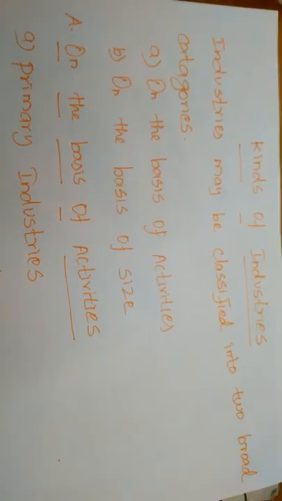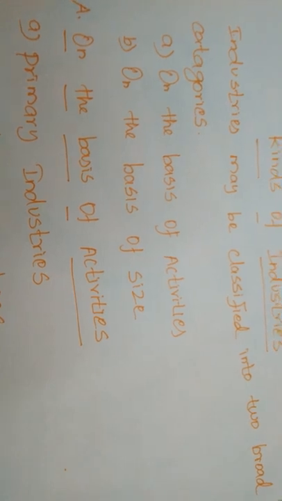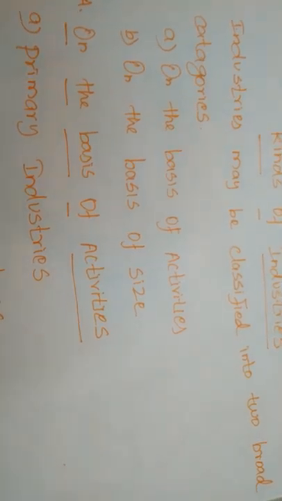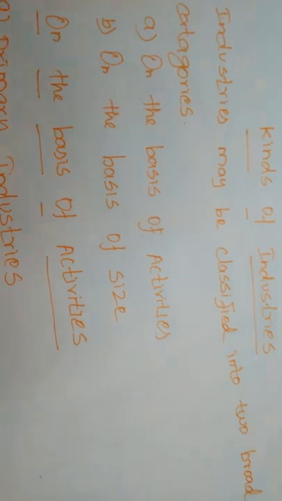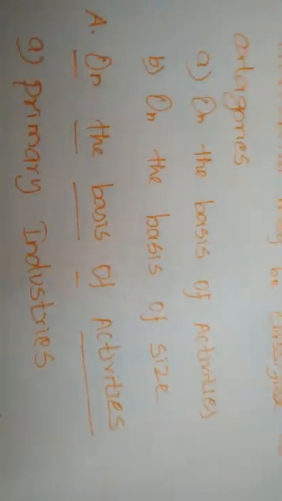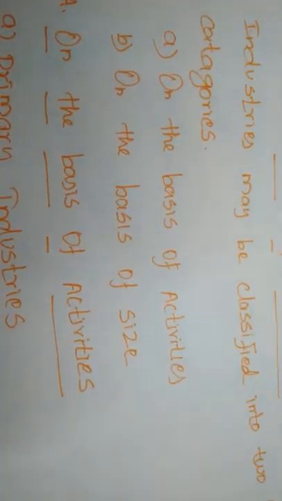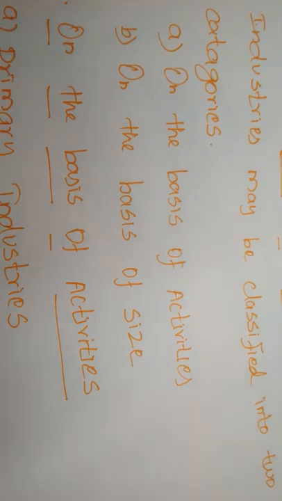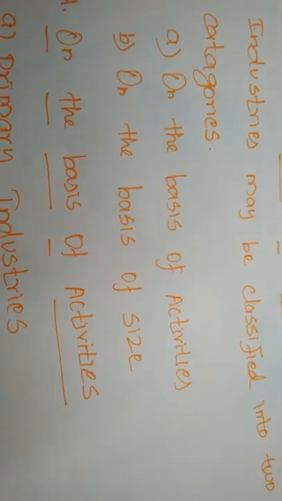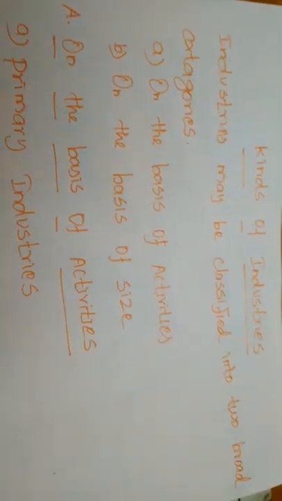Already we have studied that all business activity can be classified into two broad categories. The first one is industry and commerce. That also we have studied already. Now, if we study about industry, it refers to economic activities which are connected with the conversion of resources into useful goods. So what does "useful goods" mean?